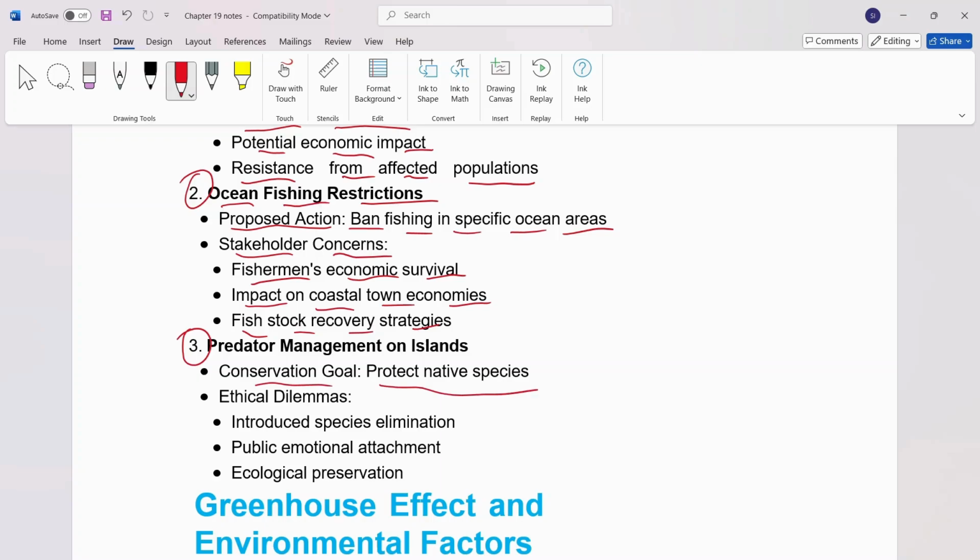Next conservation strategy is predator management on islands. Conservation goal is protect native species. Ethical dilemmas include introduced species elimination, public emotional attachment, ecological preservation.